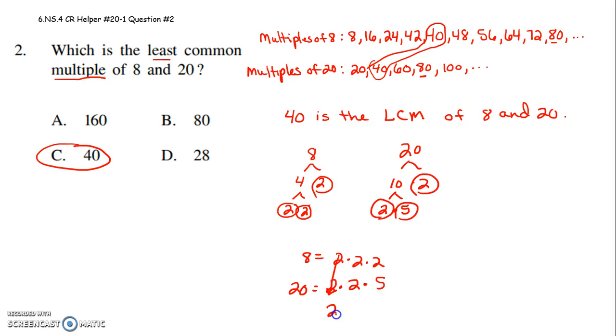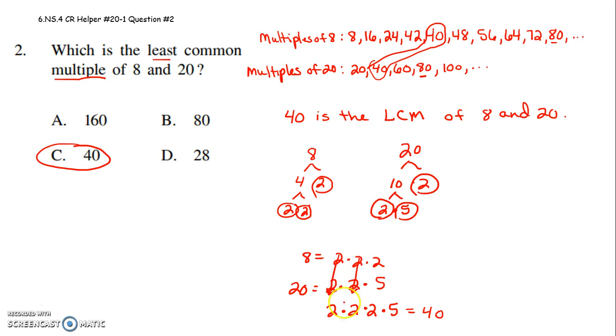So they have a factor of 2 in common, drag that down. They have a factor of 2 in common, drag that down. And then you still have to account for this 2 and this 5. 2 times 2 is 4, times 2 is 8, times 5 is 40. I hope that helps. Those are generally the two methods. You either write out the multiples or you use a factor tree.